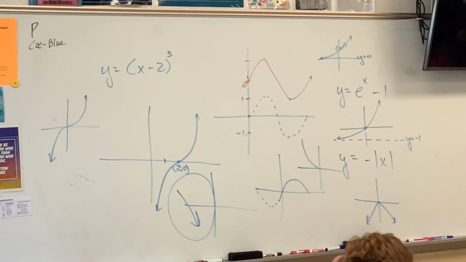The three functions with no zeros. What are zeros? X intercepts. So three functions that don't touch the x-axis. Logistic is one. Reciprocal is one. Exponential is the other one. Very good. Reciprocal and exponential never touch the x-axis.